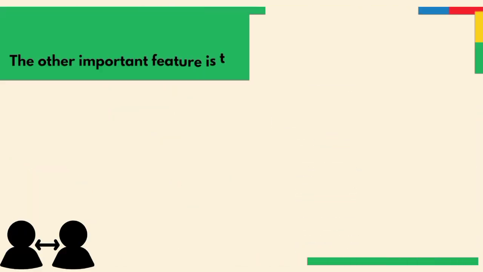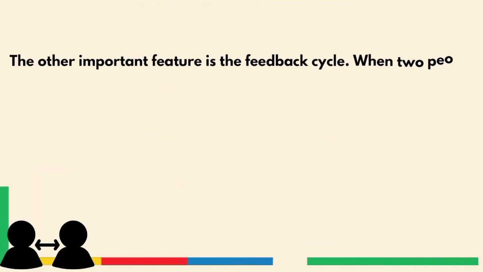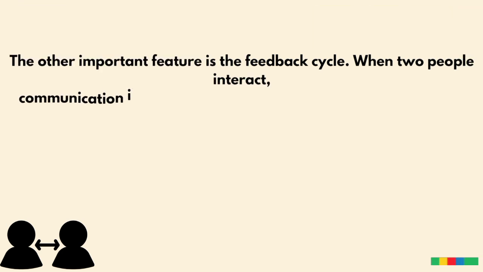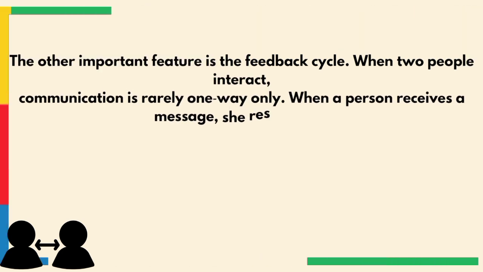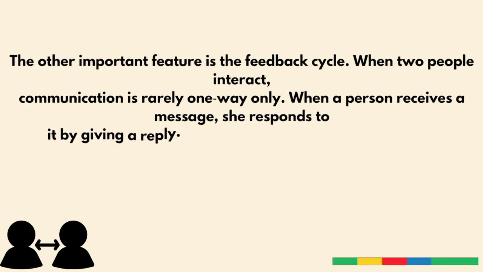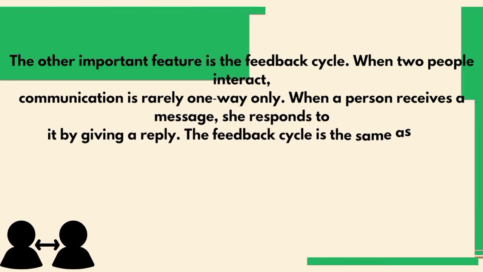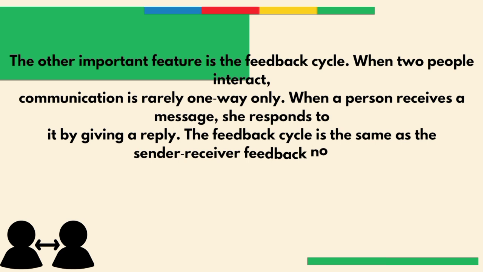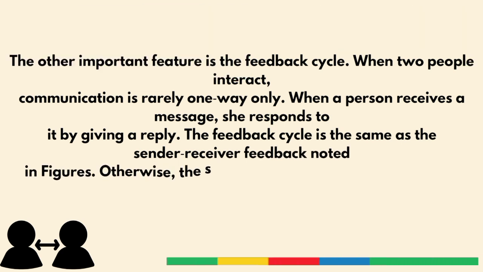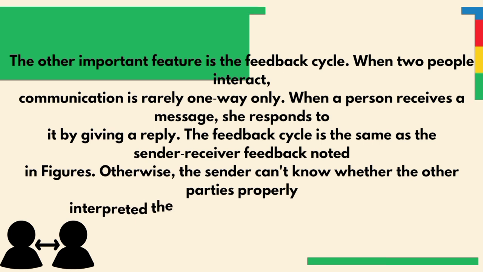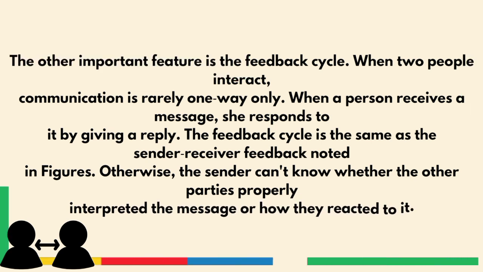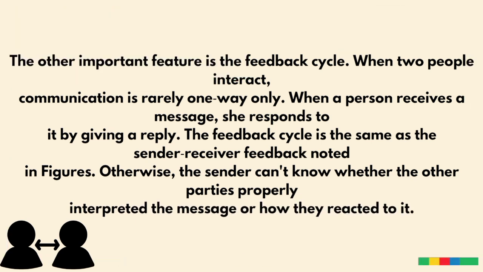The other important feature is the feedback cycle. When two people interact, communication is rarely one way only. When a person receives a message, she responds to it by giving a reply. The feedback cycle is the same as the sender-receiver feedback noted in figures. Otherwise, the sender can't know whether the other parties properly interpreted the message or how they react to it.